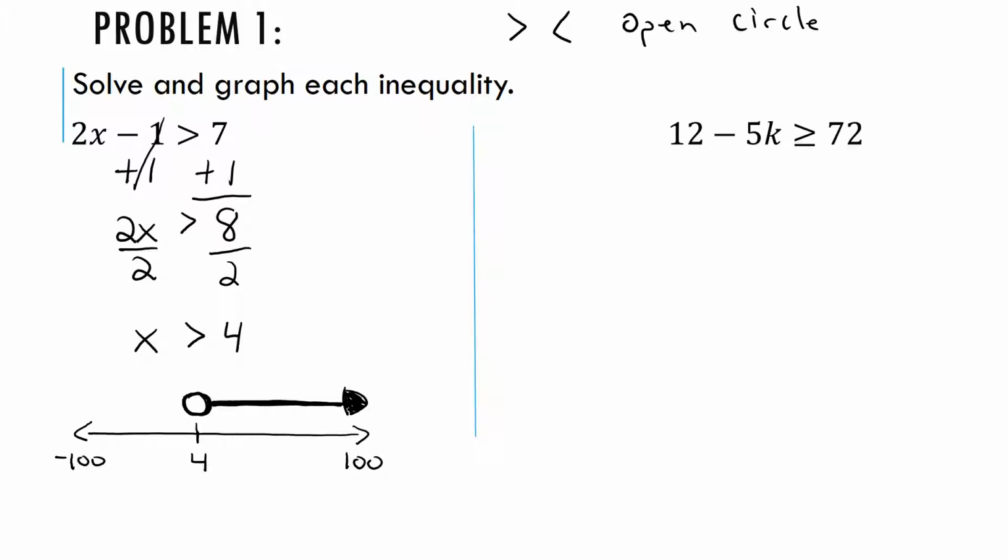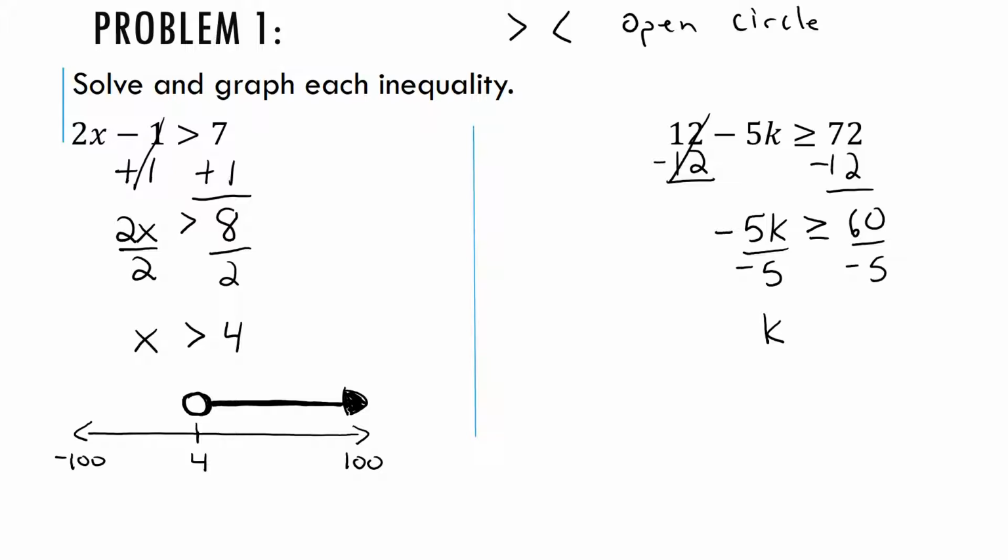And that's how you solve an inequality. If you notice, it's just like solving an equation. If we look at number 2, we'll see something a little different happen here. I'm going to solve it just like I would an equation. I have a positive 12 here that I need to move away from the 5k to get k by itself. So I'm going to subtract 12 from both sides. I'll have negative 5k is greater than or equal to 60. Then I'm going to get k by itself by dividing by negative 5.